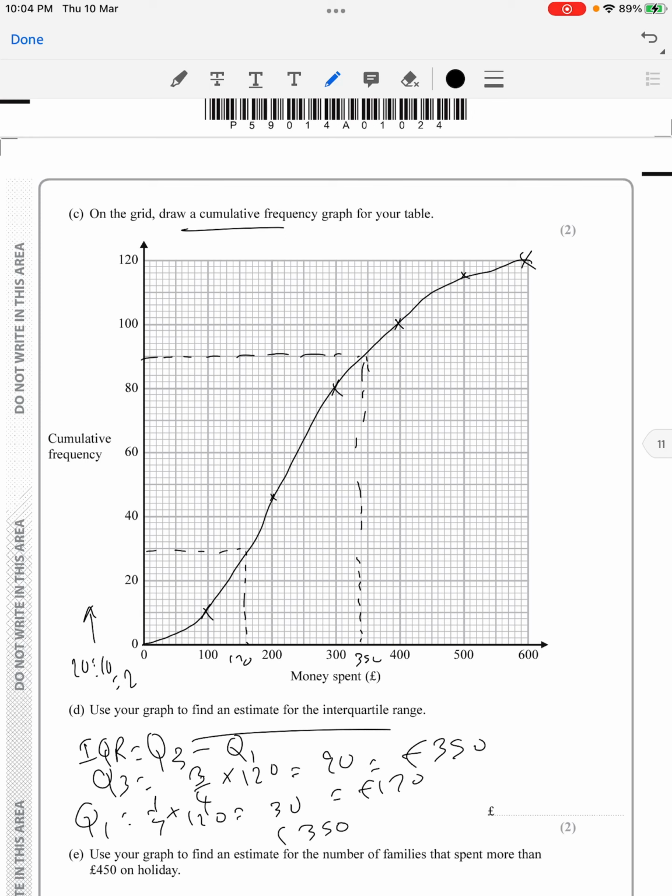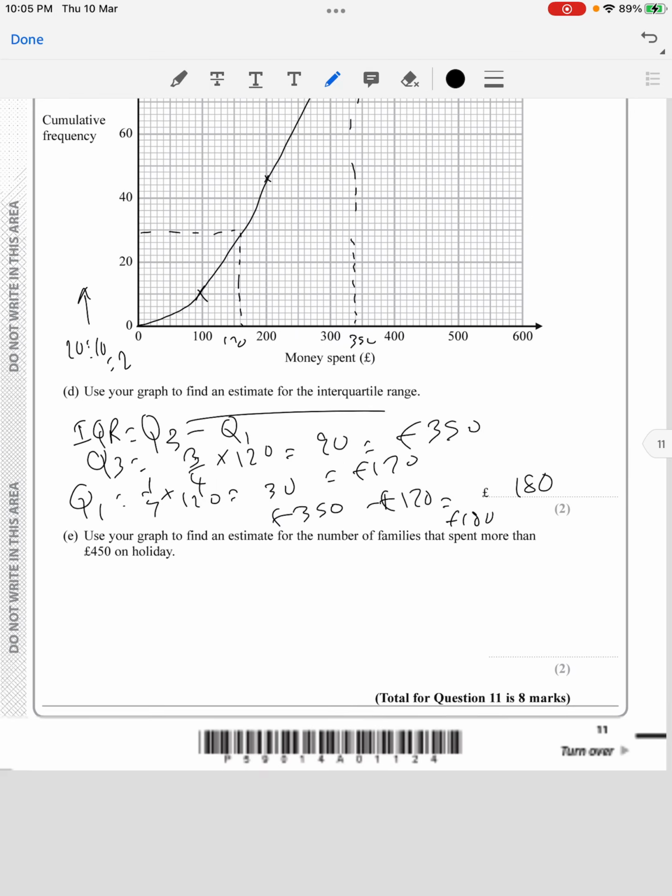So now what I need you to do is to subtract the euros. You have to subtract 350 minus 170. That should be giving you euros 180. Okay, so euros 180, very important.